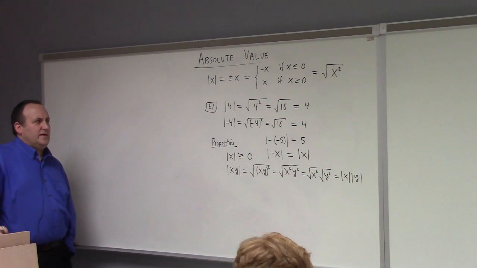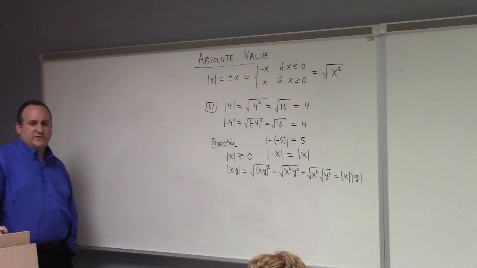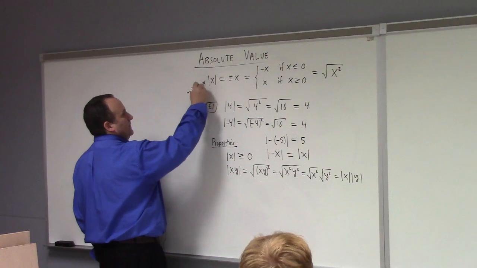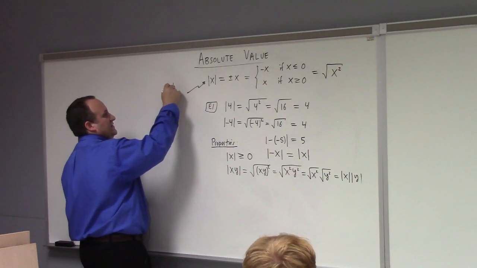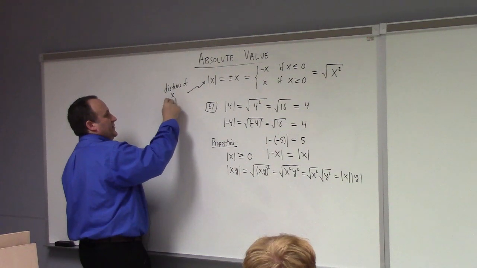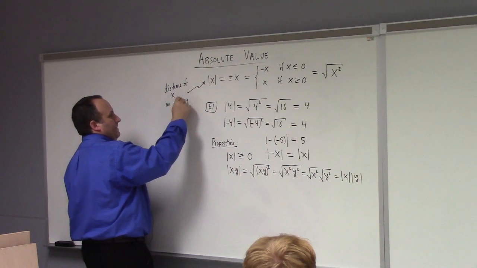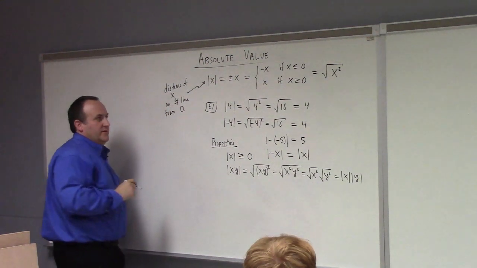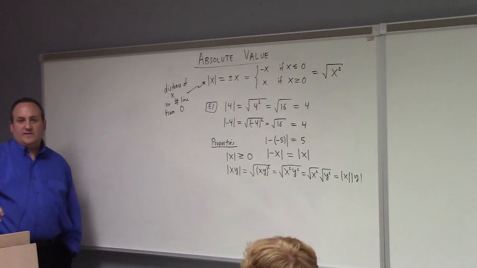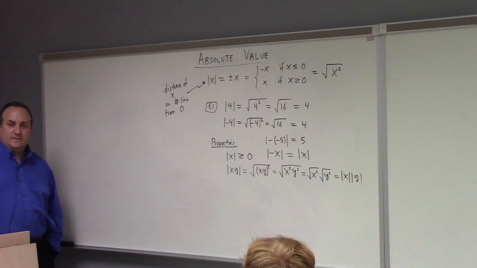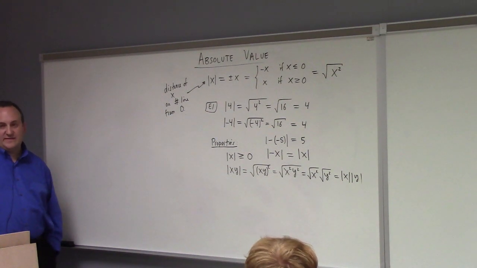So what's another way we could talk about absolute value? What is it in terms of geometry? This is the distance of x on the number line, right? From where? From 0, right. That's another way we could think about absolute value of x. It's the distance from 0 to x on the number line. So distance has to be positive.